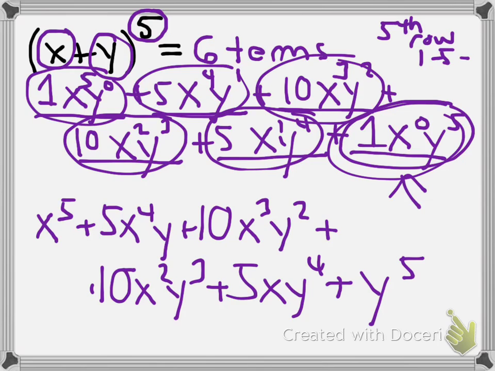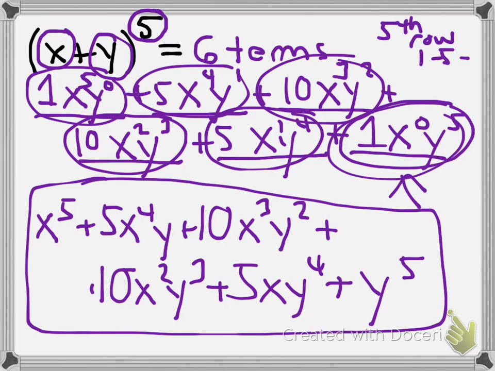So notice, instead of taking x plus y to the fifth power and having to write it out 5 times, I can just use the patterns and figure out what it would expand to right here. Okay, so there's example 1.